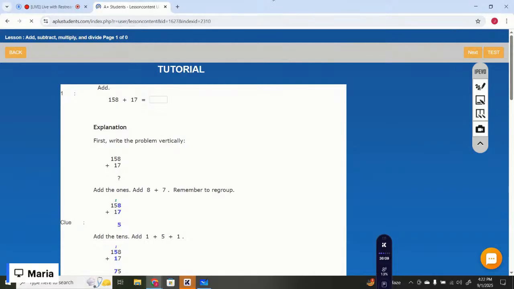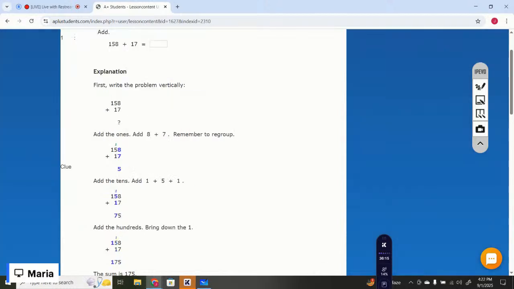115 plus 17. So you need to add. Start adding the ones digit. 8 plus 7 makes 15. So 5, 6, and 7. That is 175. The sum is 175. Let's just start with the next lesson.